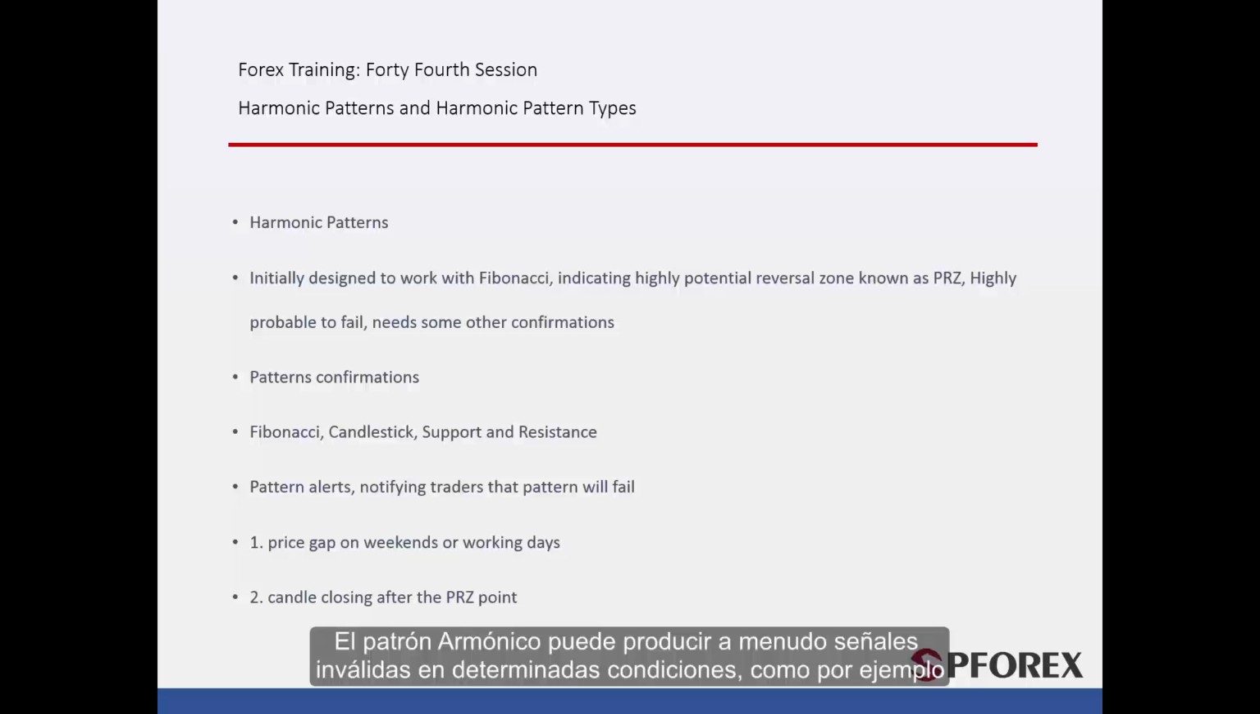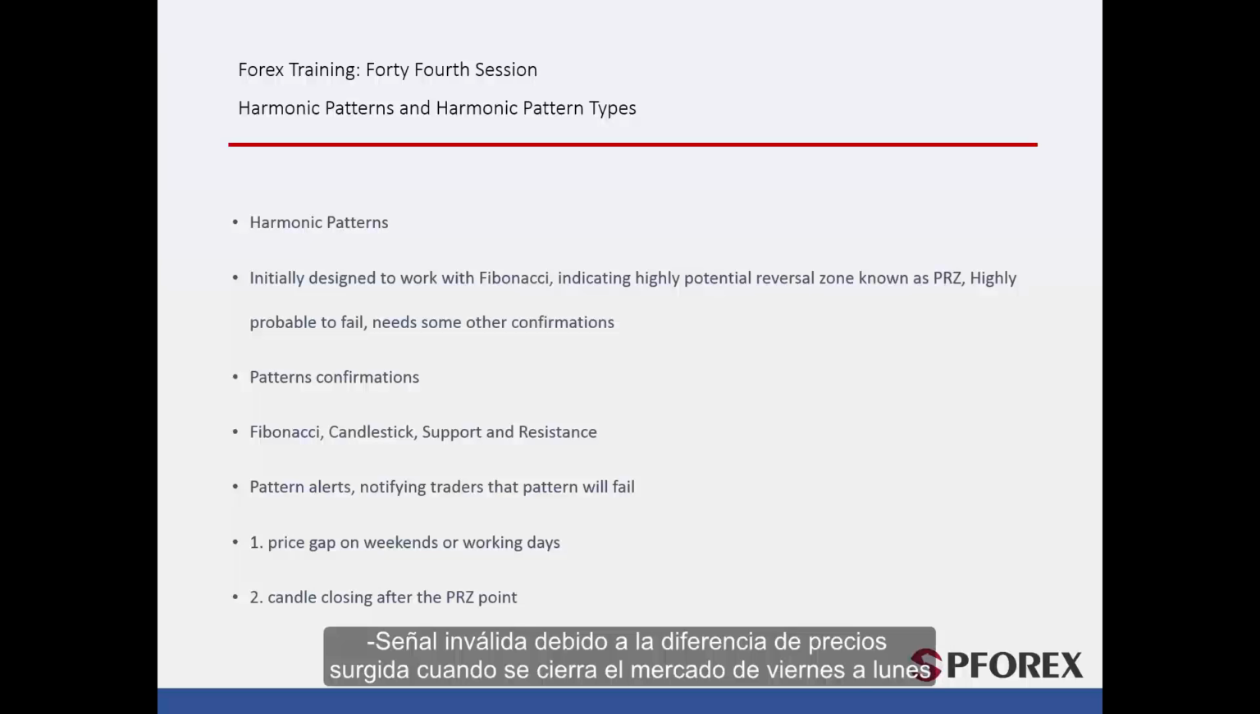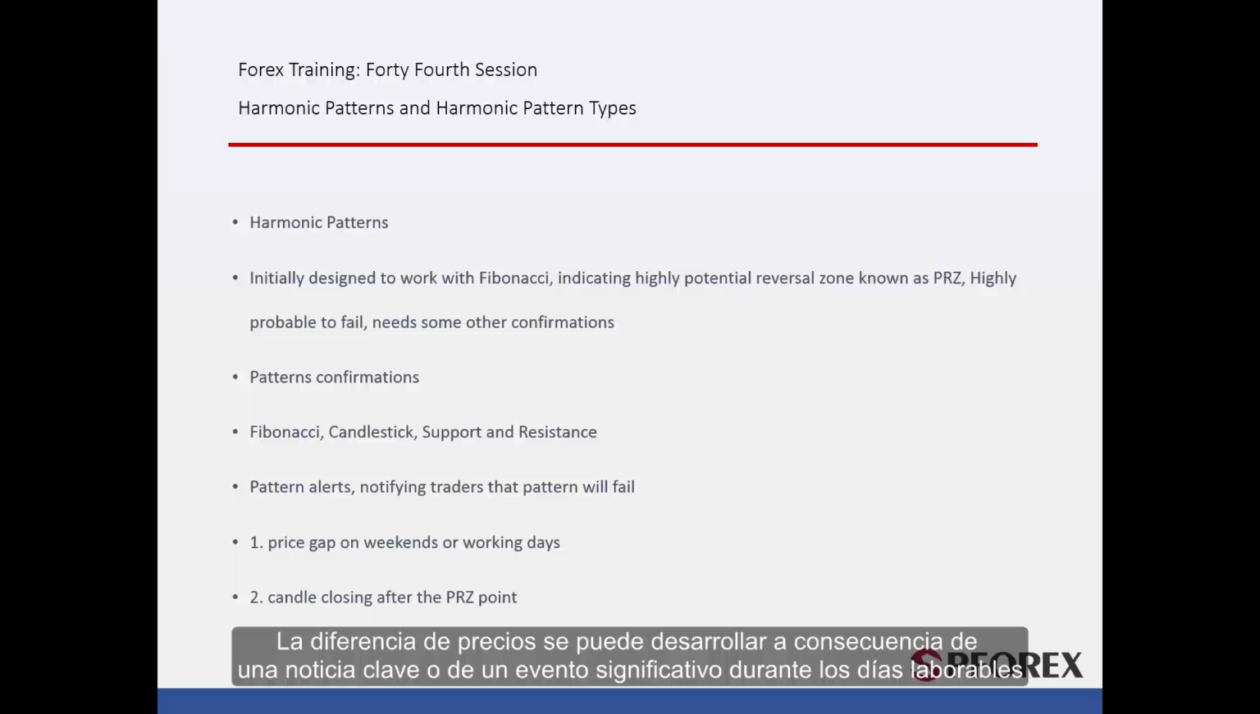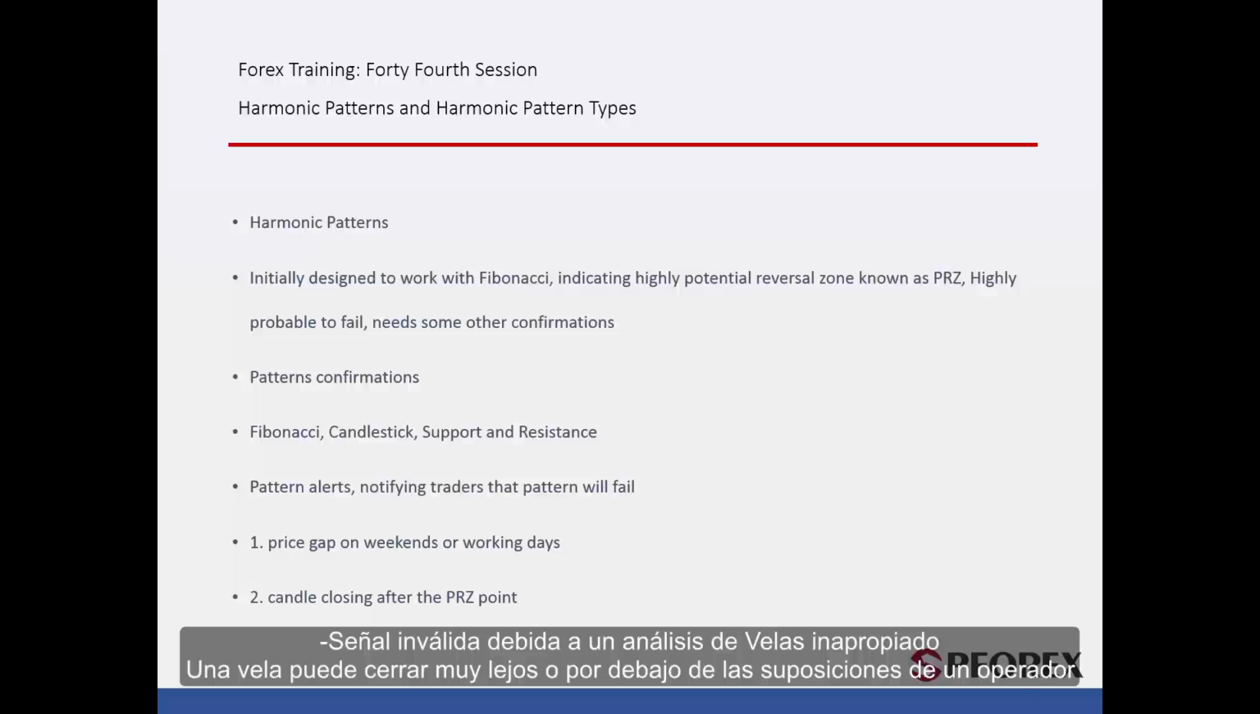Harmonic patterns may frequently produce invalid signals under some conditions, such as an invalid signal owing to a price gap arisen during market close time from Fridays to Mondays. A price gap may develop as a result of key news or an event during working days. Another case is an invalid signal due to inaccurate candlestick analysis. A candle may close far over or below a trader's speculations.